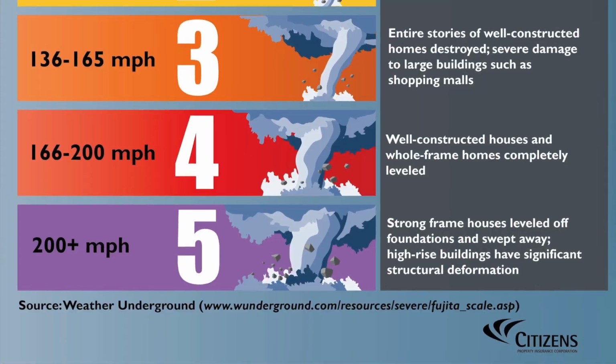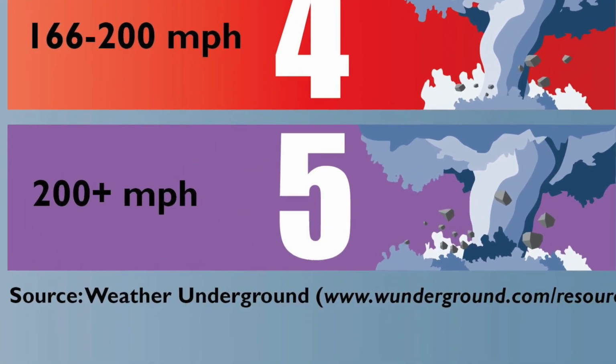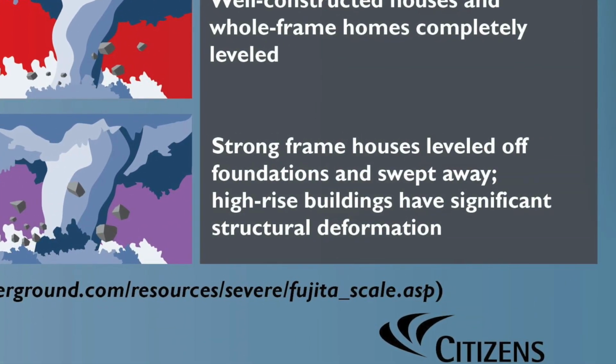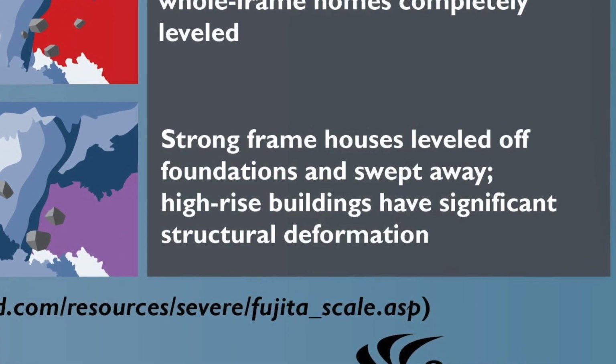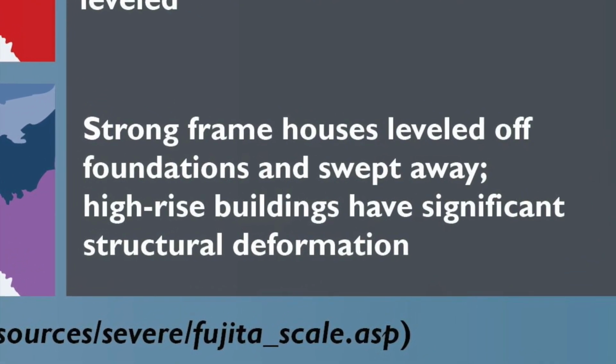Keep looking over. For EF5s, we have 200 plus miles per hour. Strong framed houses are leveled off of the foundations and completely swept away. High-rise buildings have significant structural deformation. The difference in the damage between the EF4 and the EF5, especially if it's a lower end EF5, is that instead of just destroying a house completely and leveling it, with all of the frame still in a pile there, the EF5 completely sweeps it away. So what's left of your house is just the concrete pad that your house was built on.